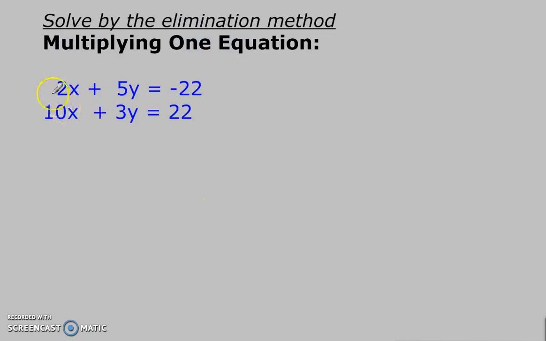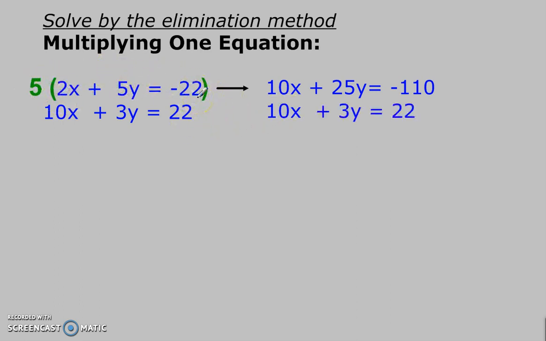All right. If we don't have any coefficients that are alike, so here in this case, we have 2x and 10x, 5y and 3y, we're going to look to see which ones are easiest to multiply to get the same coefficient. Well, 2 can be easily multiplied to get me 10. So I'm going to multiply this entire top equation by 5 to get me 10x. So then I have 2x times 5, 5y times 5, and negative 22 times 5.